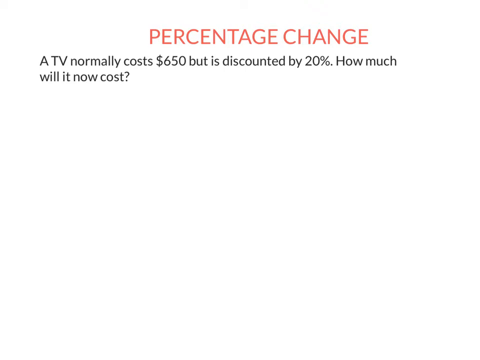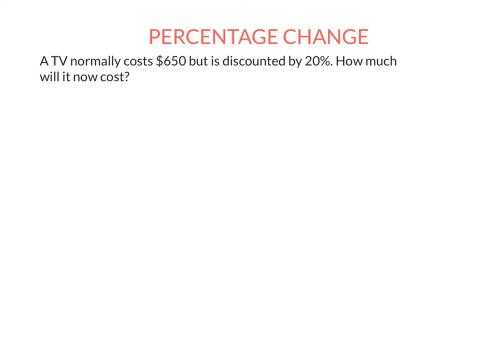So let's start off with this example. A TV normally costs $650, but the price is discounted by 20%. How much will it now cost? Now you may be used to doing this a certain way. You may be used to finding 20% of 650 and subtracting from 650. That way is not wrong, but I want us to do a different way because we're going to move on to compound percentages and we won't be able to use the method I just mentioned.